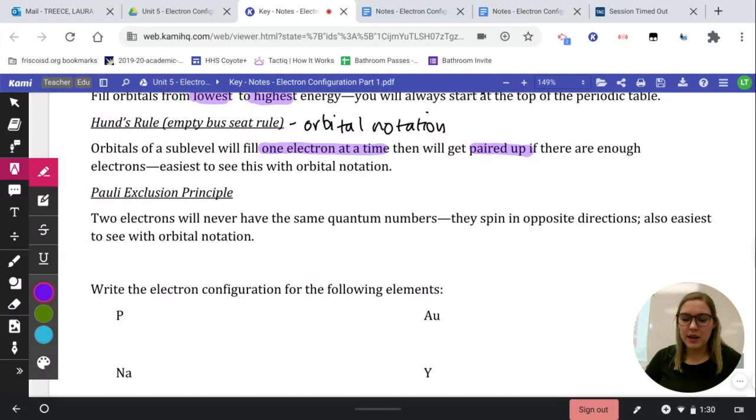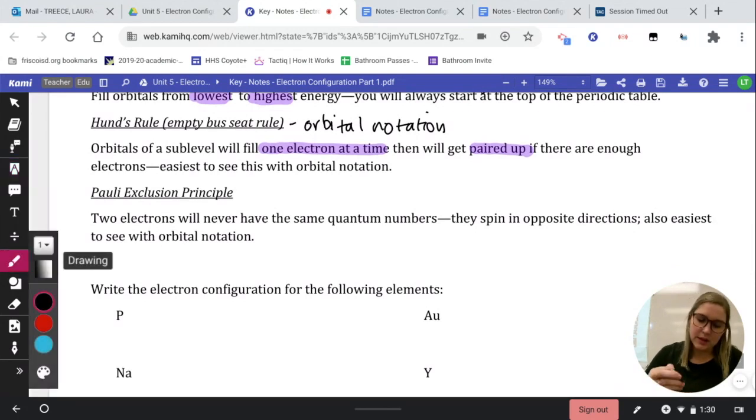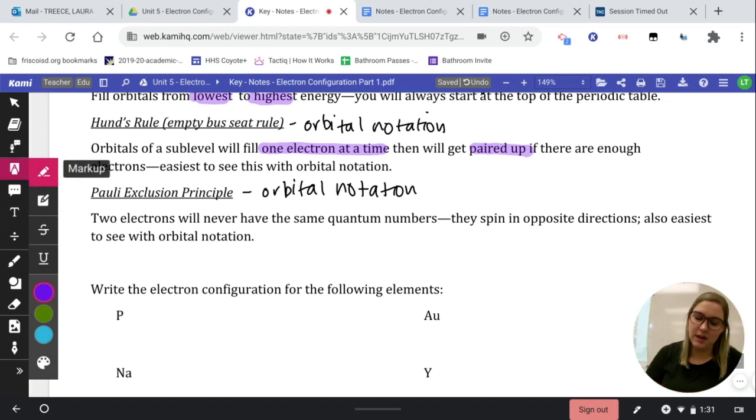Okay, and our last one is Pauli exclusion. Once again, this is one that we really don't see unless we are writing orbital notation. So when we get to orbital notation tomorrow, we will remind you guys of all of these, but this one you really don't see until we get there.